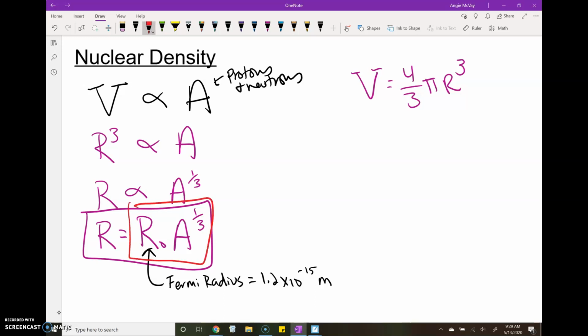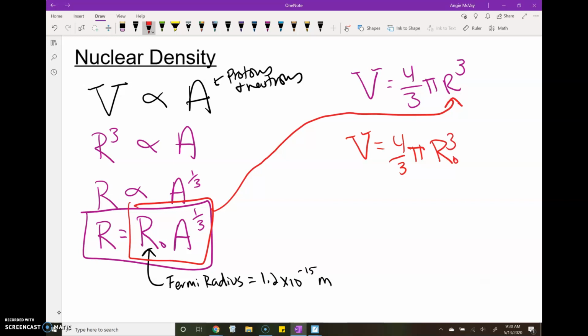Okay, so anyway, if we take this right here and we plug it in for R, we get that the volume of a nucleus is 4/3 pi times the Fermi radius cubed times the mass number. Cool.